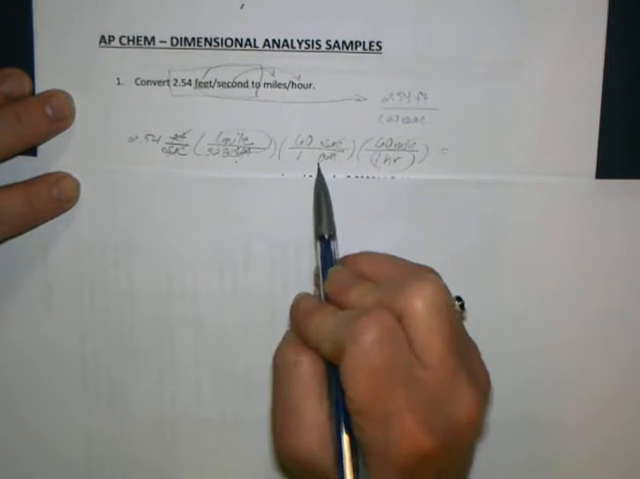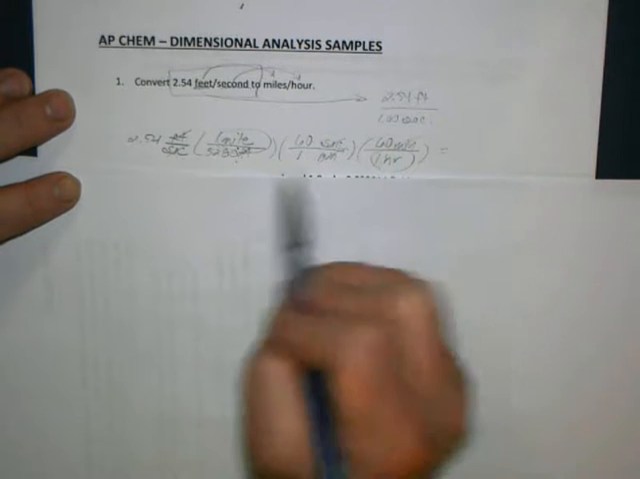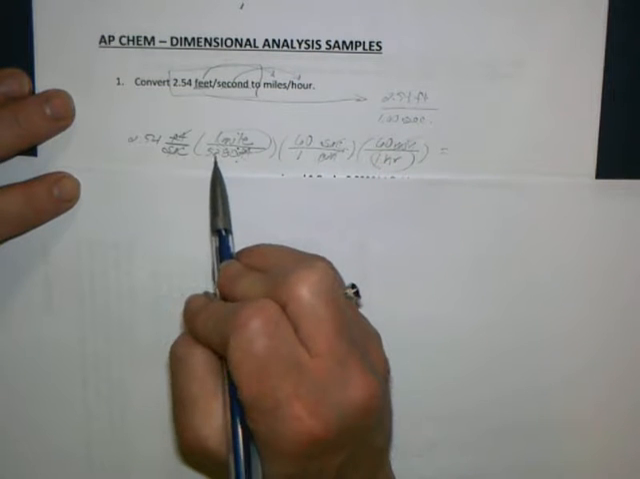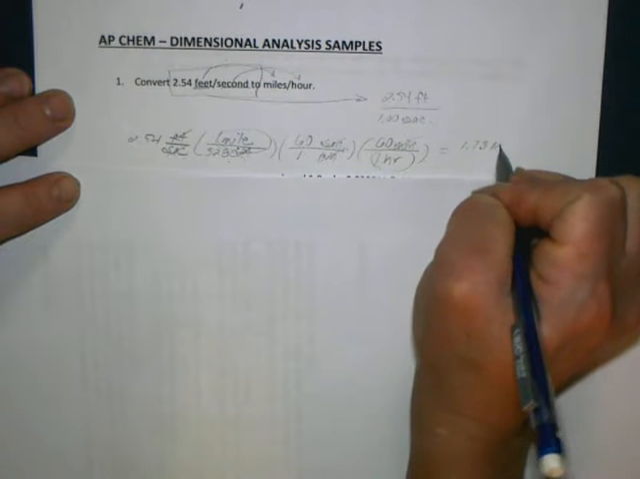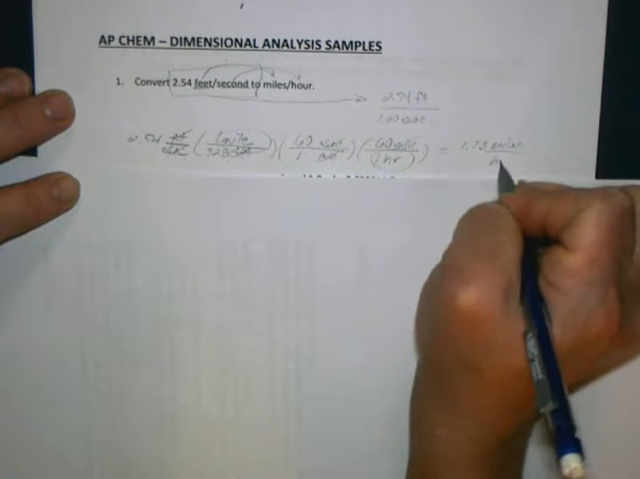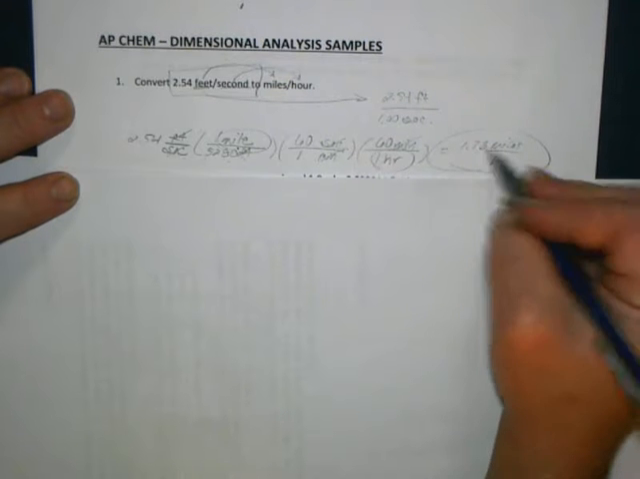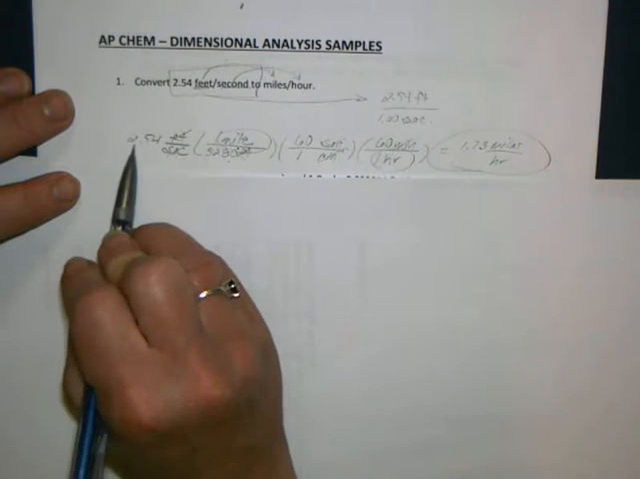These are exact defined relationships. These have an infinite number of sig figs. This is actually a measurement. So this limits us to 3 sig figs. Here's 3 sig figs. So we're limited to 1.73 miles per hour as our answer. And that's a reasonable answer. Of course, a very, very small number referencing what speeds we travel at in our vehicles. But if we take our given, that's definitely a reasonable answer.